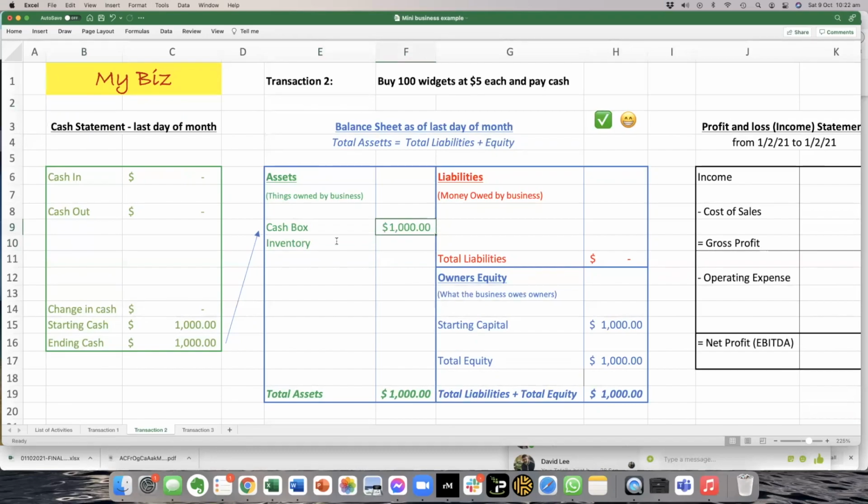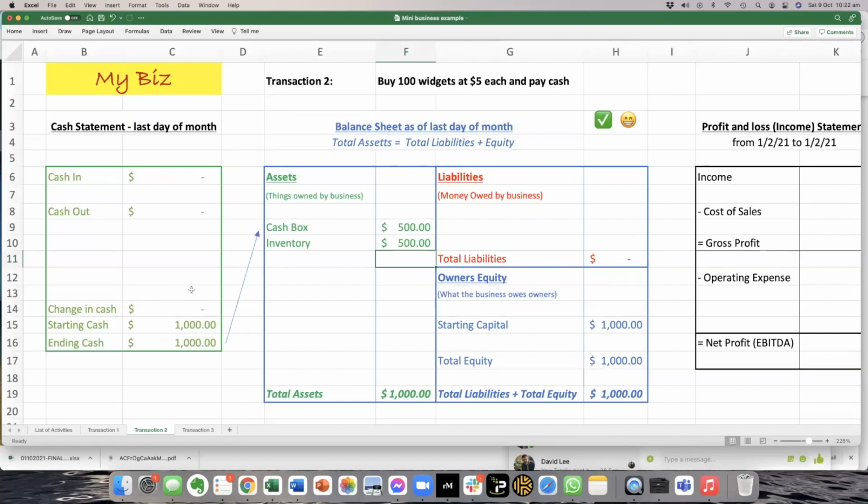So we're going to take $500 from our cash, because we did buy the widgets, and we're going to add $500 to our inventory. And you'll notice that our little happy face came up here again. So we've basically just taken that cash, and some of it's still in the cash box and some of it sits in inventory, the business's things that it owns. So this side hasn't changed and we're in balance.